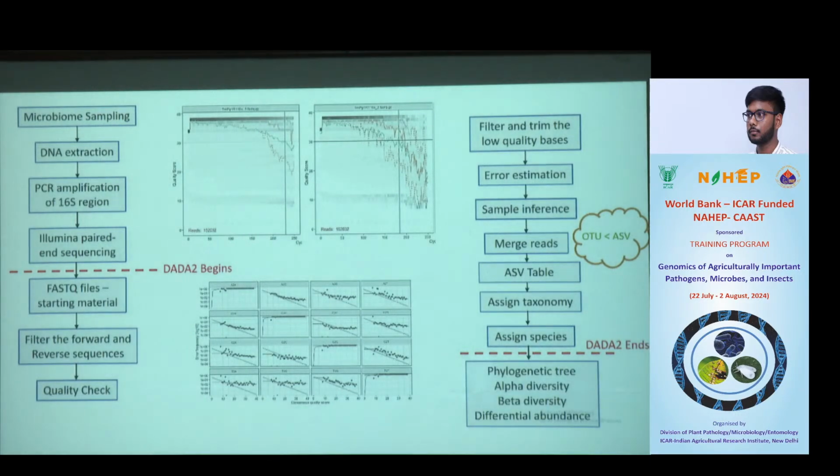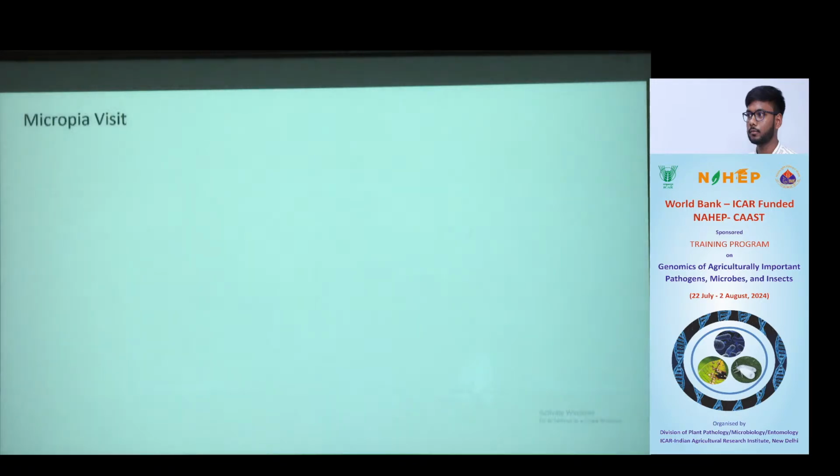After species assignment, we can go for other analyses like phylogenetic tree construction. Then we can analyze alpha diversity, beta diversity, and also differential abundance. With this, the DADA2 program is over. With DADA2, we can do our analysis very rapidly and accurately, and get very high quality, eye-catching plots like this. Metagenome data analysis is now easy.